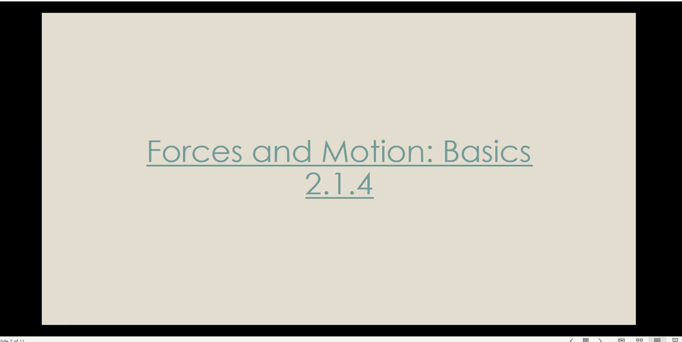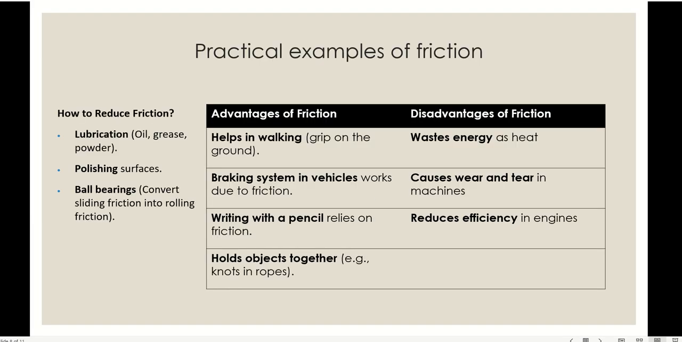If we move on to our next points, what are the examples of friction? If you look at this, why do we need friction in life? It's because it helps you in walking. It helps in the braking systems in vehicles. Even to write, you have to have friction, and to hold any objects, you use friction. So, is it only an advantage? Do we have any disadvantages of friction?